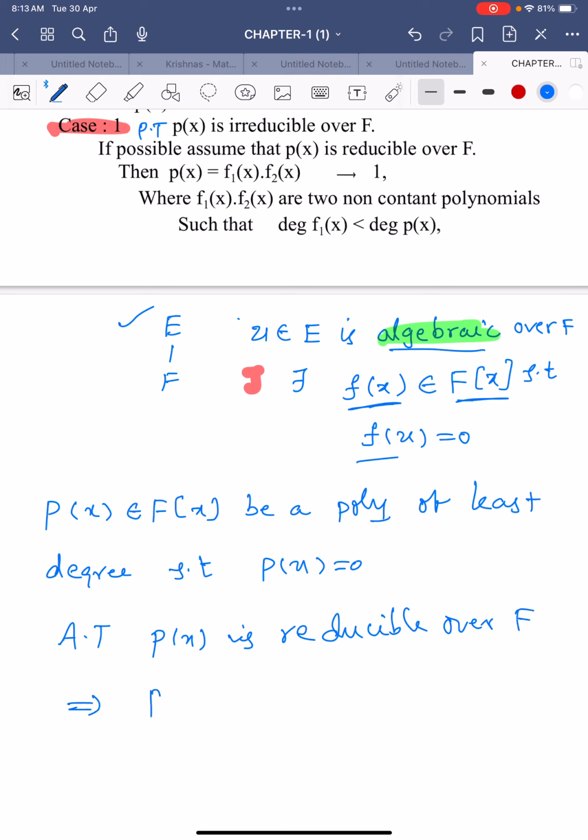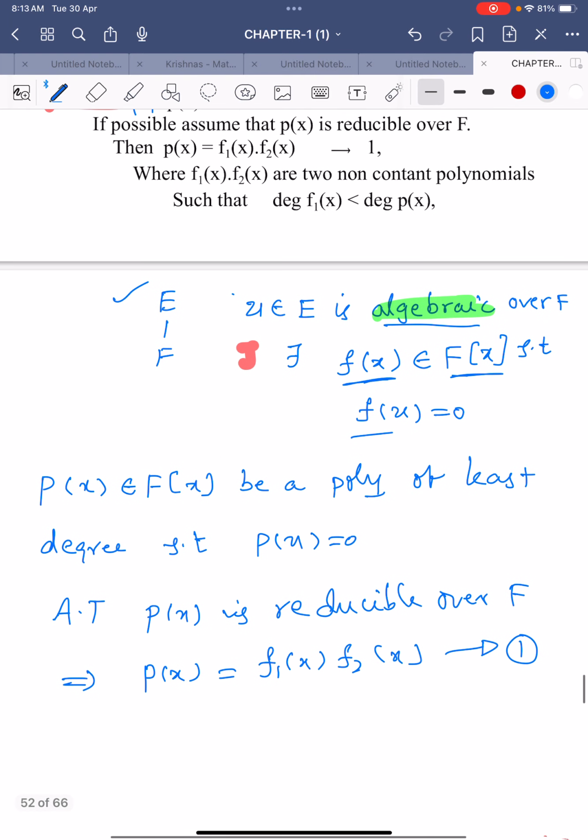This p of x can be written as a product of two non-constant polynomials f1 of x into f2 of x. Let it be equation number 1. Actually, we are going to prove that it is irreducible. We assume, by contradiction, that p of x is reducible. By the definition of reducibility, p of x can be written as a product of two non-constant polynomials, p of x is equal to f1 of x into f2 of x.